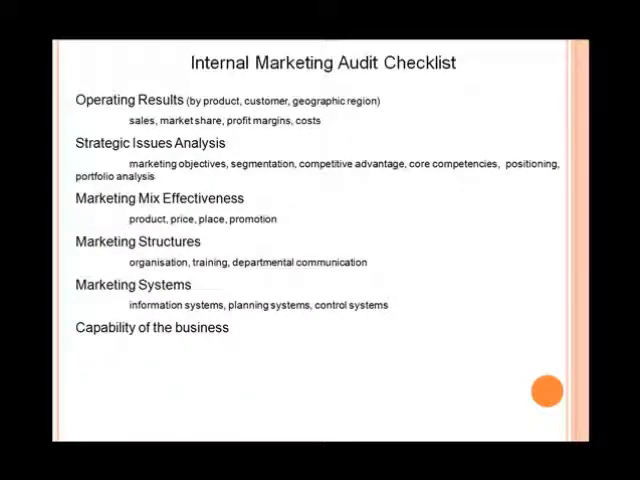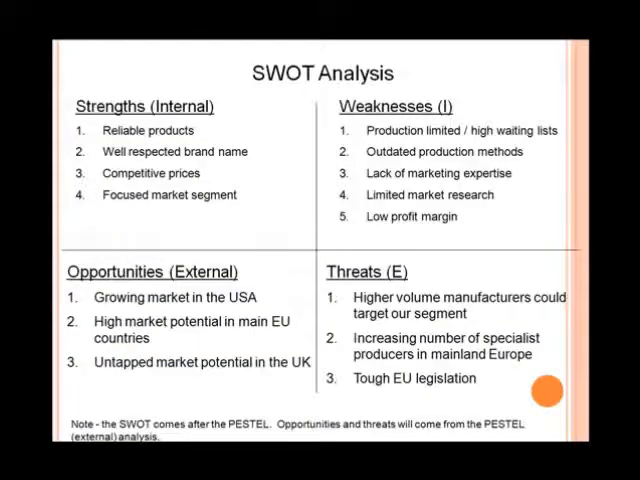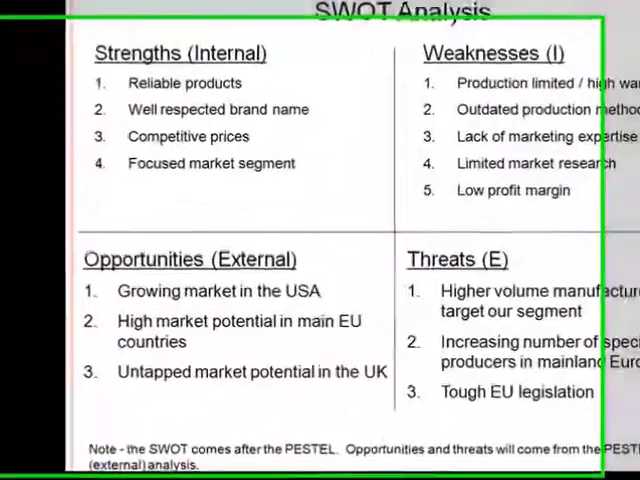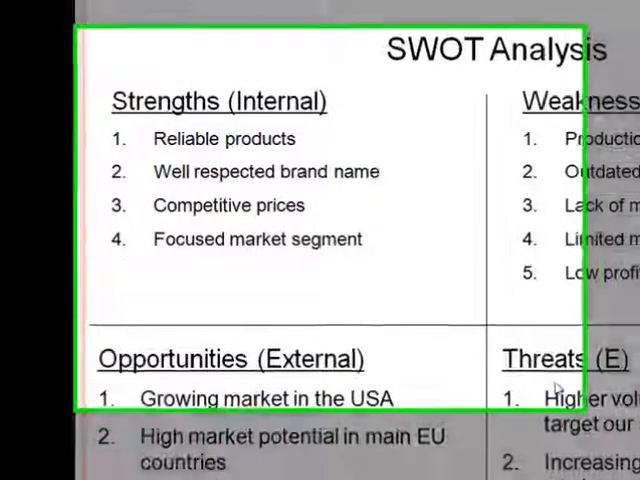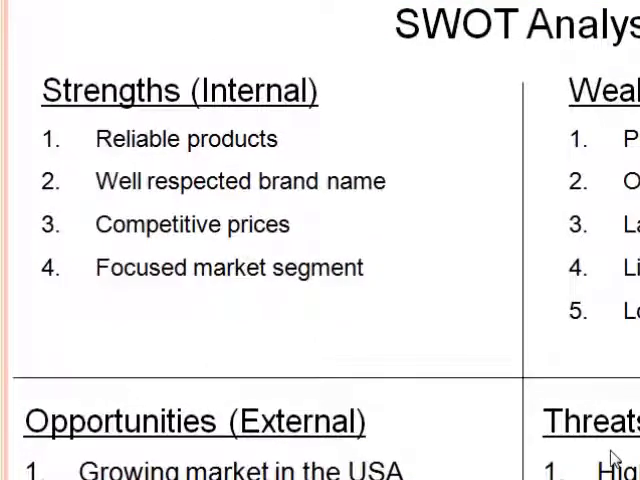So what you have to look at is your operating results, strategic issues, how effective is your marketing mix, your marketing structure, your systems, we talked about the systems before, and the capability of your business as well. And all this then comes into your SWOT analysis. So out of your PEST analysis is where your SWOT analysis comes from. Note the SWOT comes after the PEST. Opportunities and threats will come from the PEST external analysis, so your strengths and weaknesses are internal, your opportunities and threats are external factors.